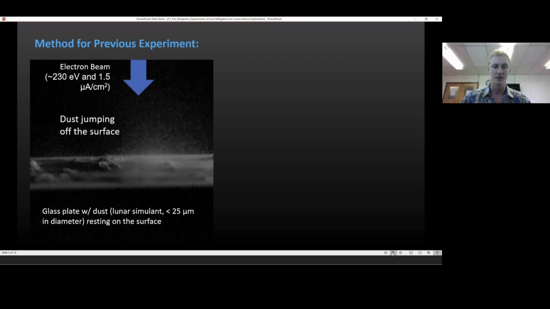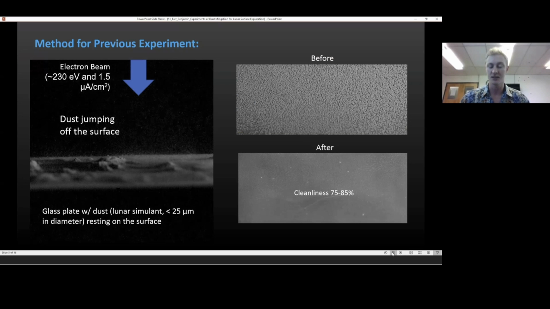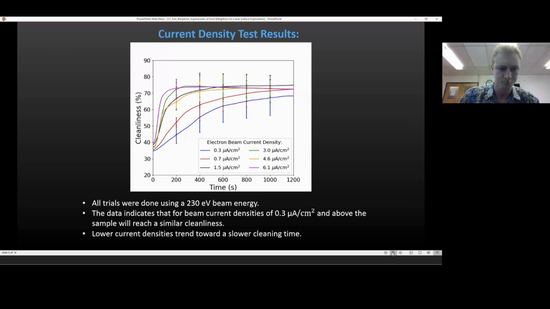There are a few more images on this slide as well. These show the before and after pictures of a glass sample covered in dust, with the before image on top and the after image on the bottom. It's really good contrast, and shows that we get about 75% cleanliness after this process. So we're very happy with it so far. Can we go to the next slide and we'll start talking about the results.